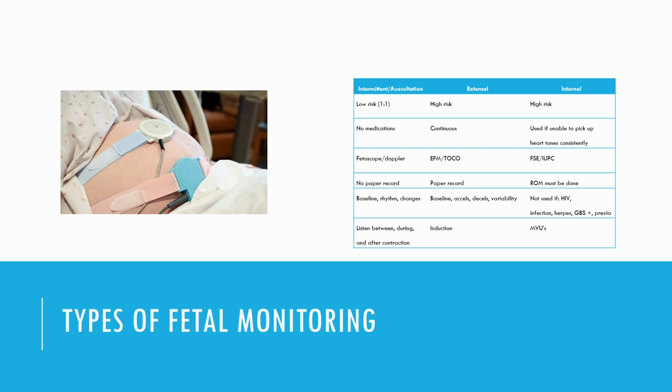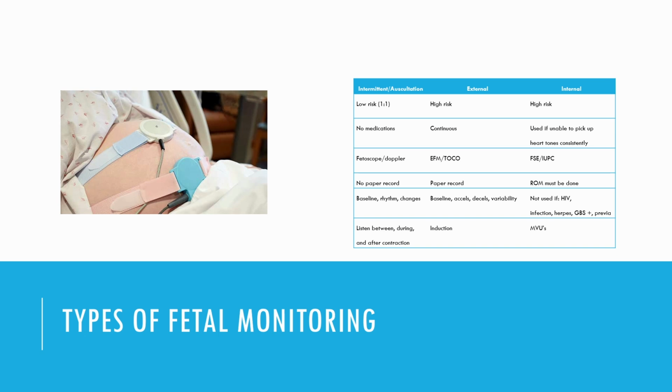This is where we use like the Doppler, okay, the handheld Doppler where you just put it on her belly. There's no paper record if you do it this way, okay? So you have to chart it as soon as you get it, because that's the only way that you know exactly what time it happened and that it happened. This can tell you some things about the baby. It can give you a general baseline. You can hear a rhythm, and then you can also identify if you hear any changes going on.